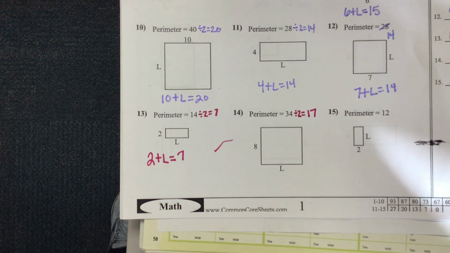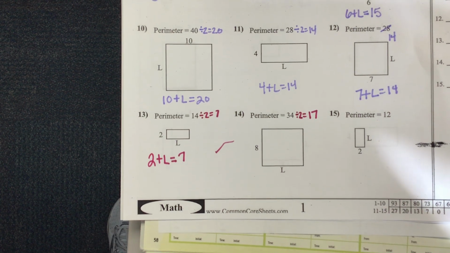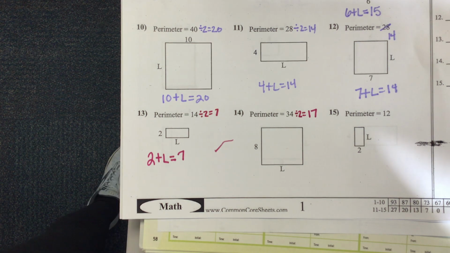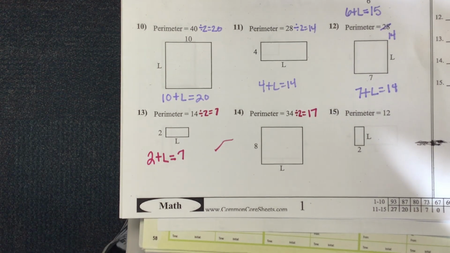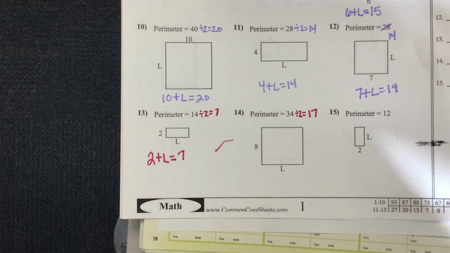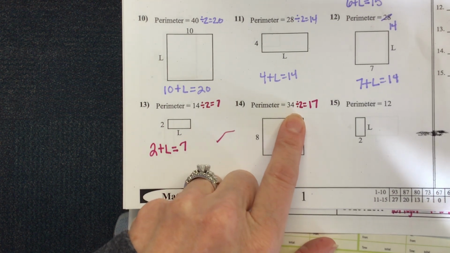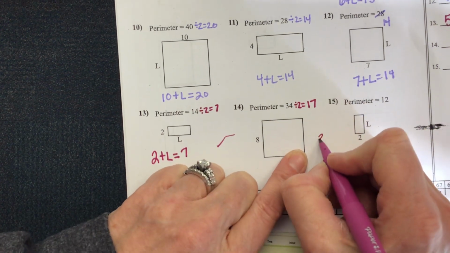Okay, let's talk about how we could figure that out. Tell me how you figured out half of 34. What did you do to get half of 34? Trista, you need to be paying attention. No, not here. But how did you do it? What did you do?